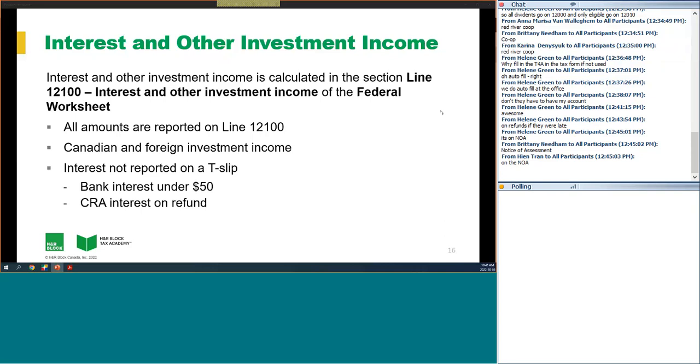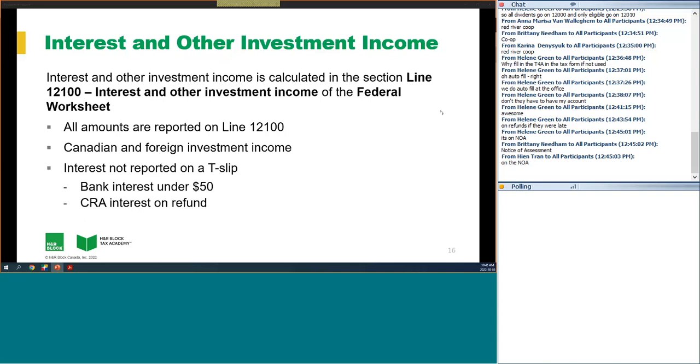On the notice of assessment. The notice of assessment will, in a paragraph somewhere in the middle of it, say, and you received CRA interest. Good. If your client did not bring their notice of assessment to you, you should go find it.